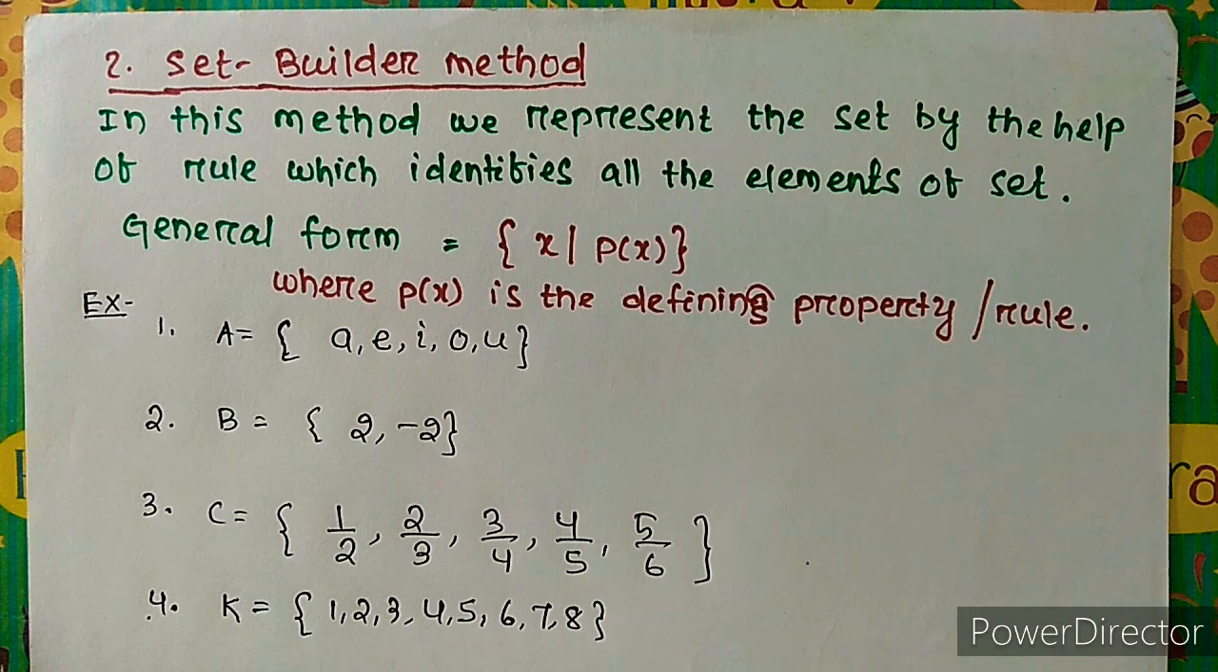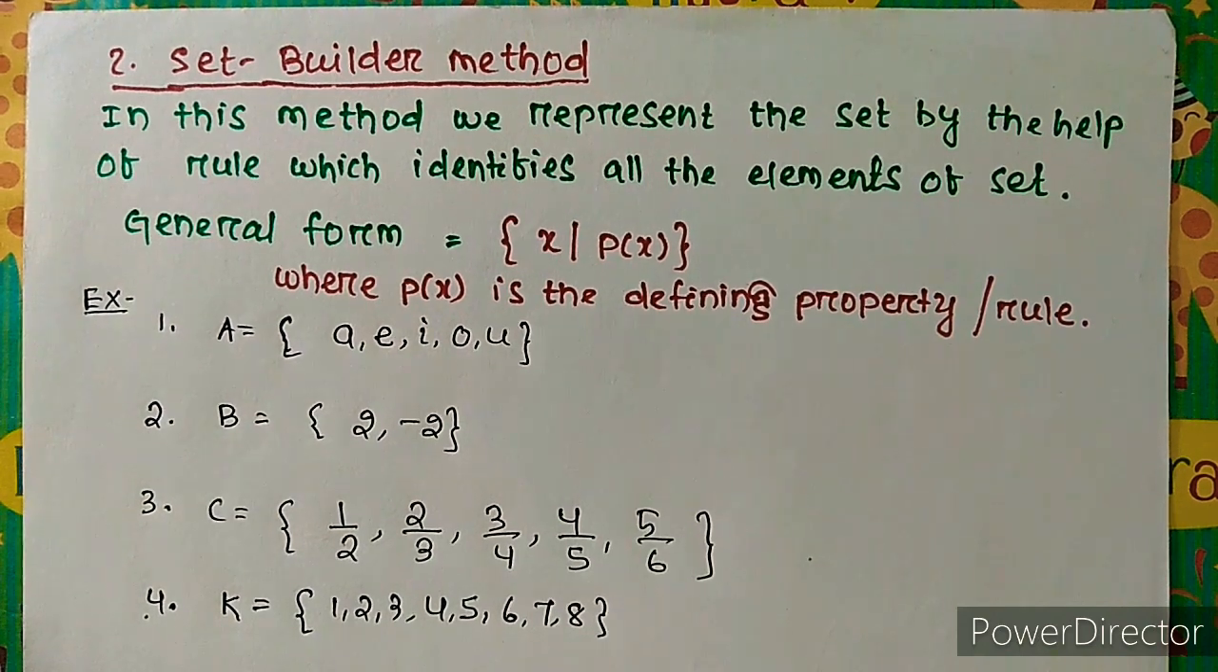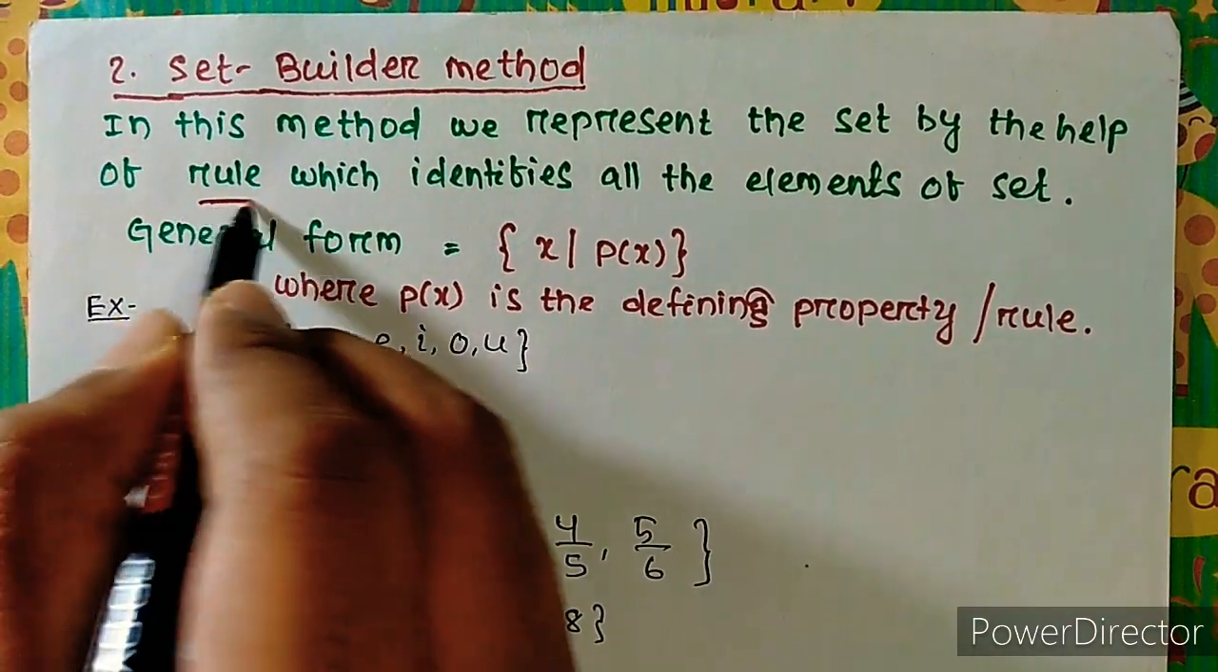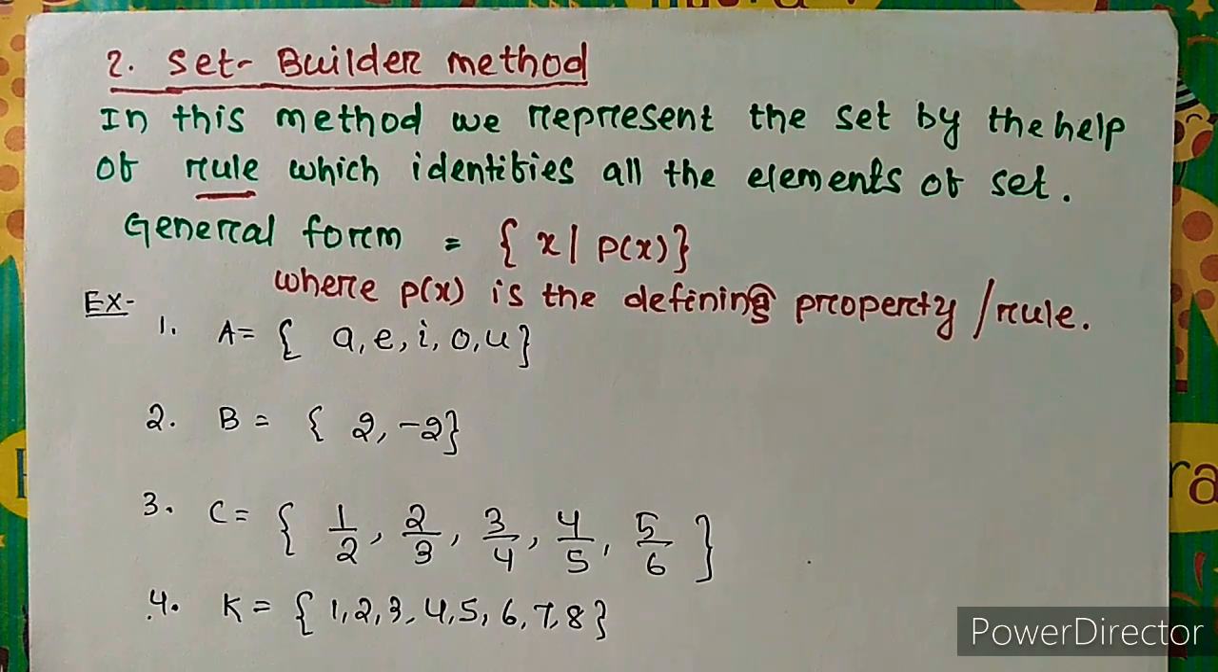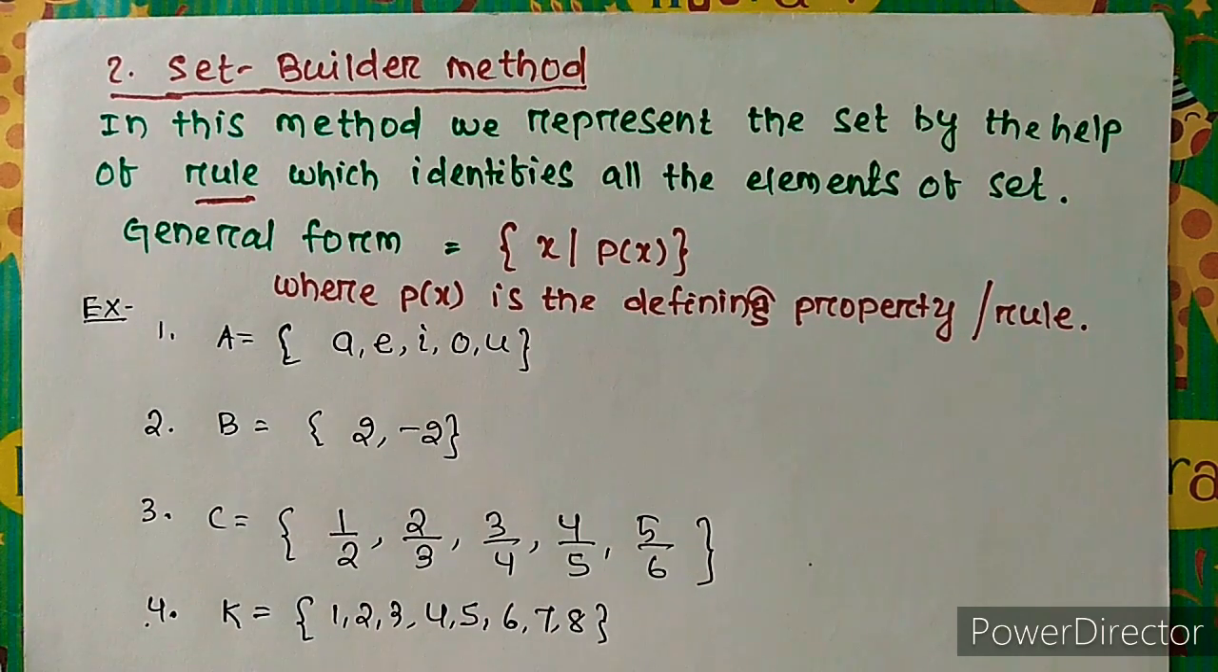And the second method is the set builder method. So what is this method? In this method, we represent the set with the help of some rule which identifies all the elements of the set. The general form of this set builder method is {x such that P(x)}, where P(x) is the defining property or the rule. So I am underlining the word rule. That means if the set is given, then we have to make a rule which satisfies the set which is given.